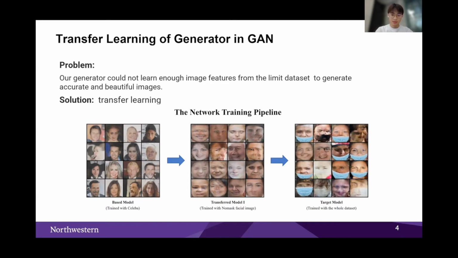And here, in order to avoid the loss value of the discriminator becoming 0, we only use the pre-trained generator model and discard the discriminator model. Finally, we train the network with the entire target dataset and get the result, which is satisfactory.